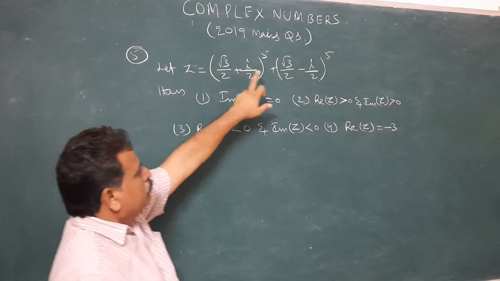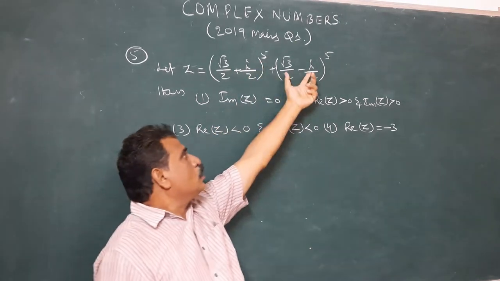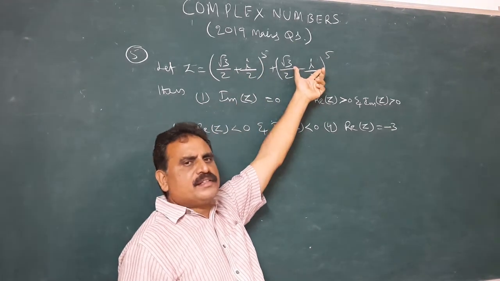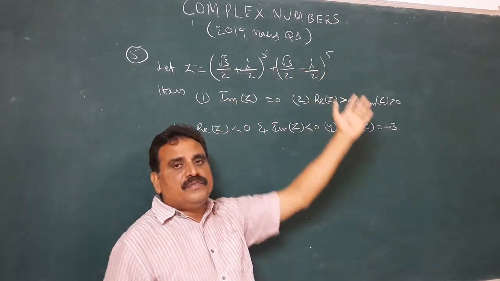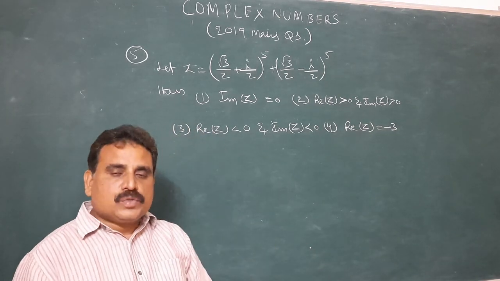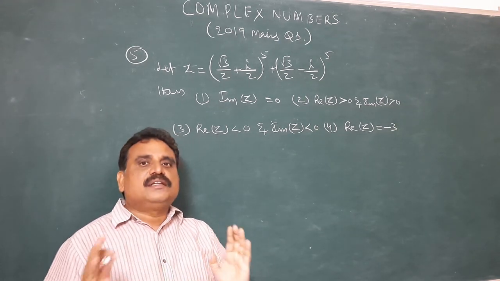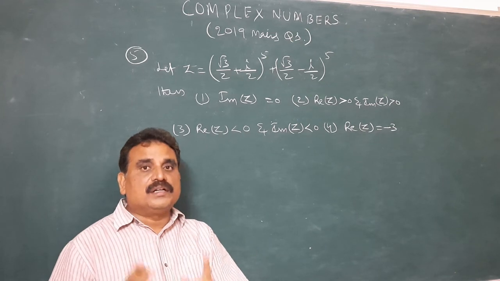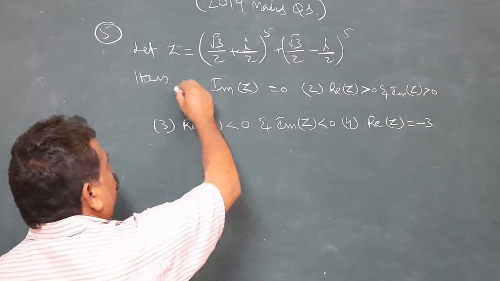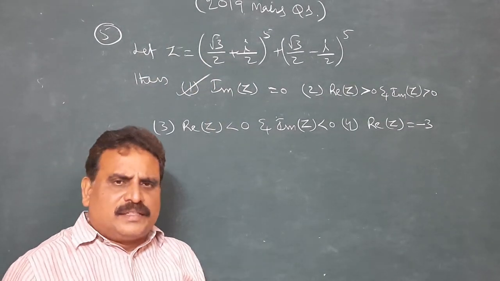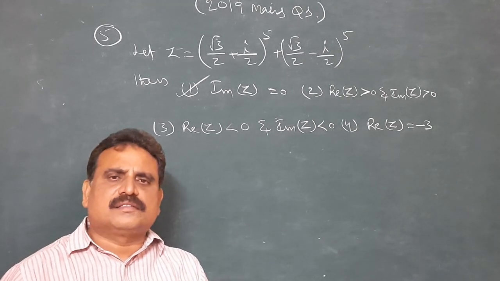Fifth question. Z equal to this. It can be written as cos theta plus I sin theta, and it also as cos theta minus I sin theta. By de Moivre's, as cos 5 theta plus I sin 5 theta, cos 5 theta minus I sin 5 theta, because that has power 5. So that becomes totally 2 cos 5 theta. That means no imaginary number, only a real number. Z is only a real number. That's why the imaginary part of Z is 0. Very simple. Second, third, fourth, all the questions, we can easily decide directly.